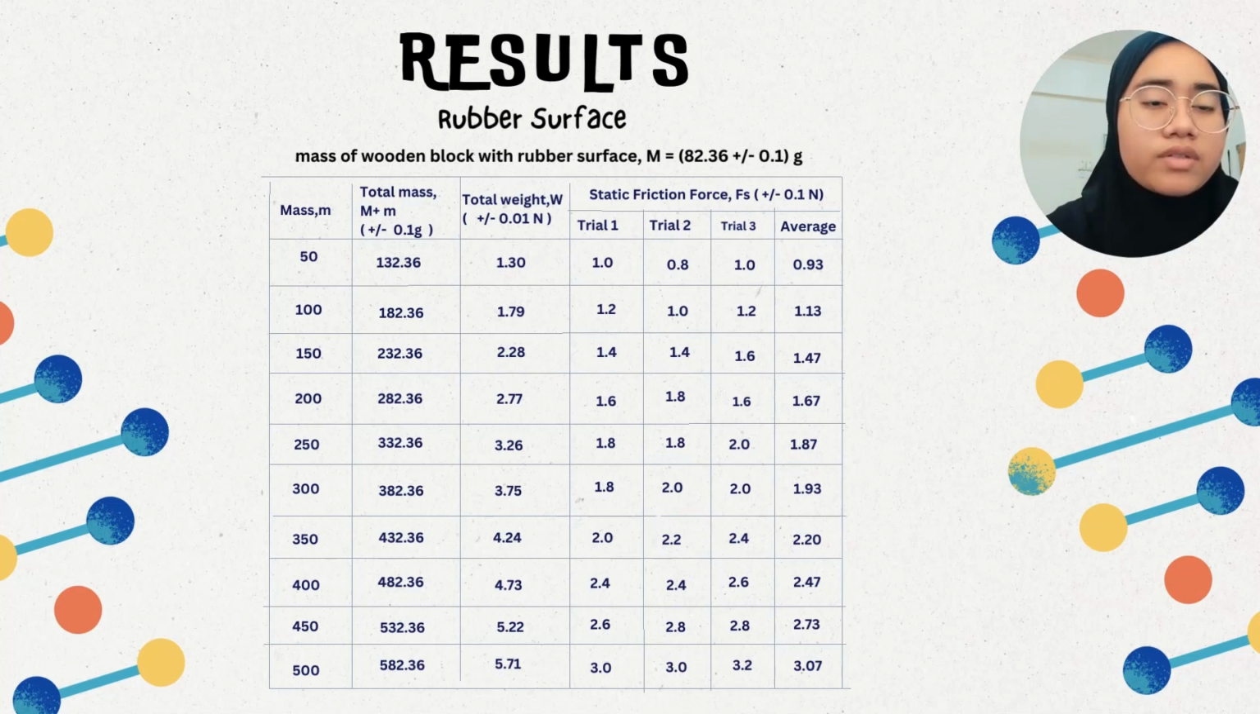In this table of results, we can conclude that the higher the average, the higher the static friction force.